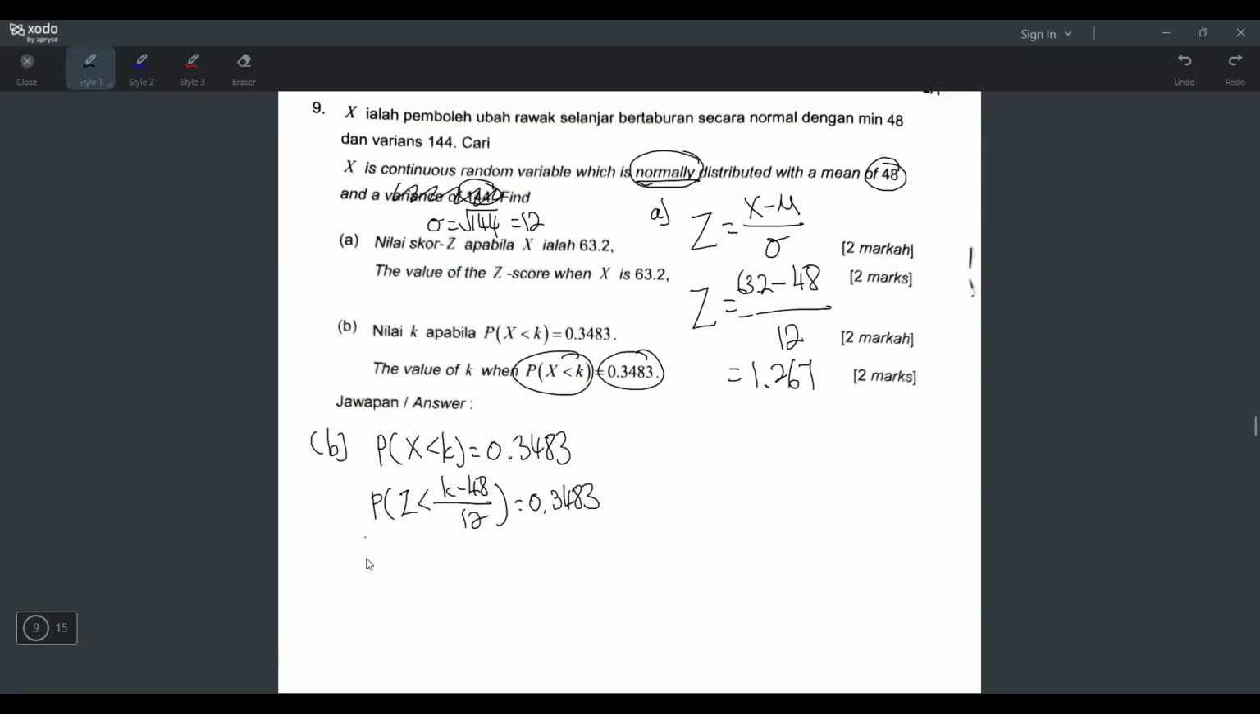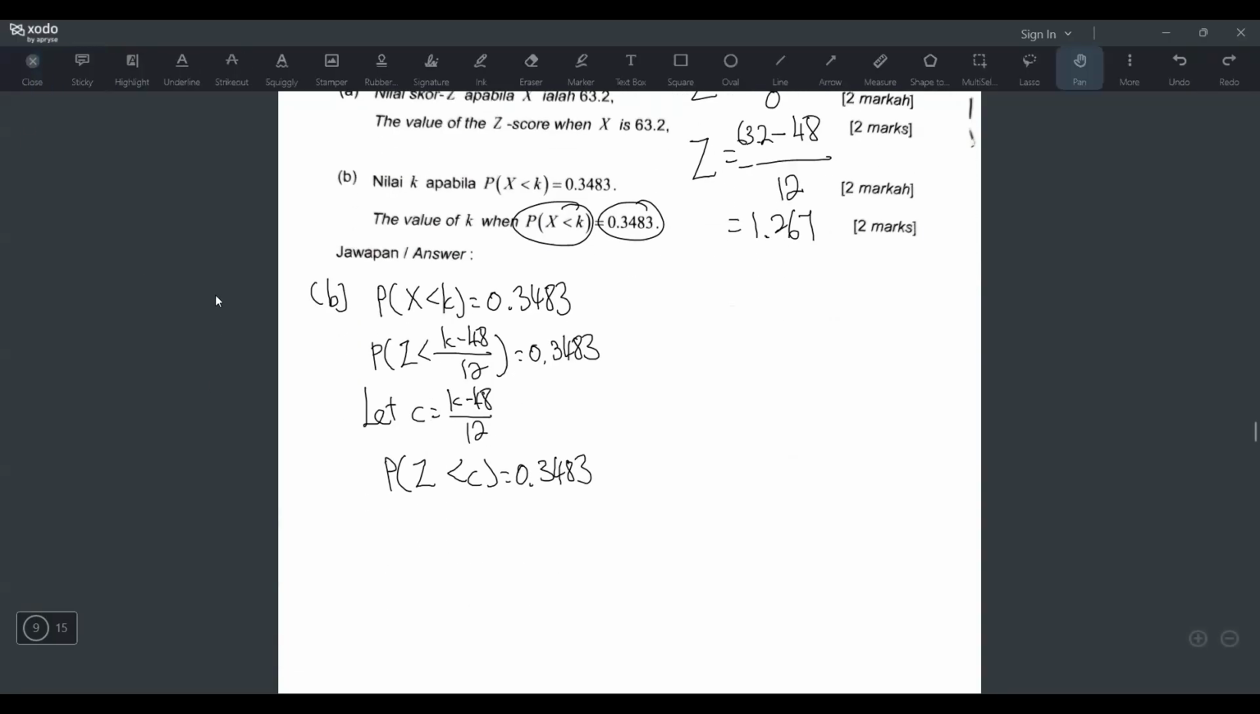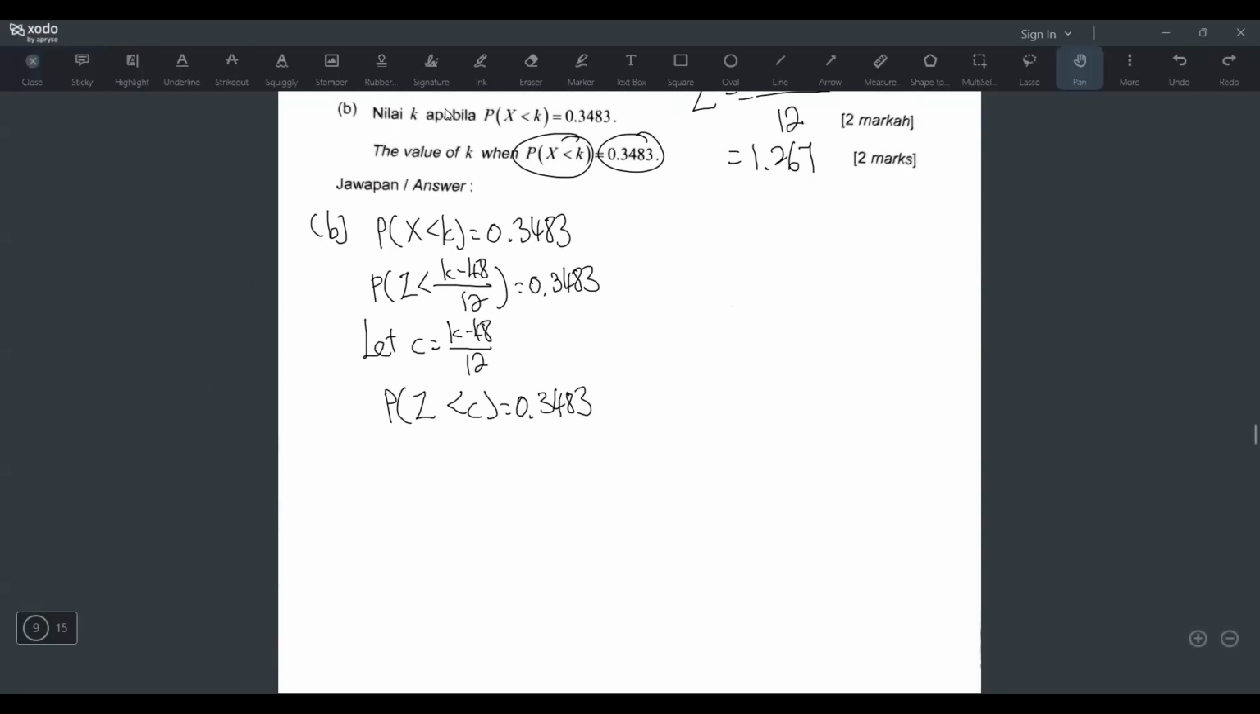And when you don't know how to do it, you can let C equals K minus 48 over 12. This is how I teach my students. Whenever you can't do the part inside, you just let C equals that, and then you rewrite P(Z smaller than C) equals 0.3483. It means you change this to C temporarily. Later you have to change it back. For now, just change it temporarily only.